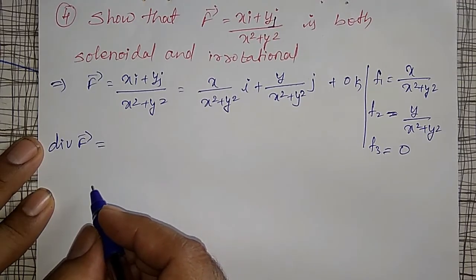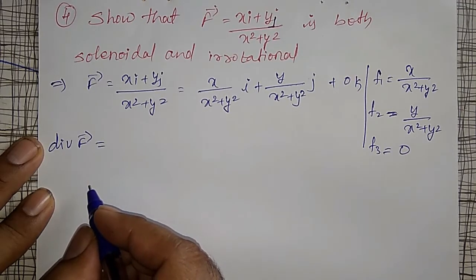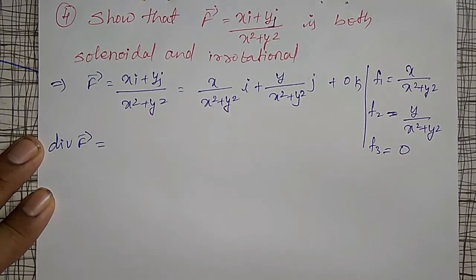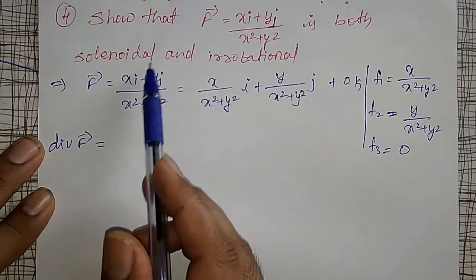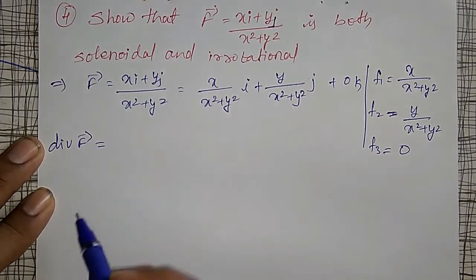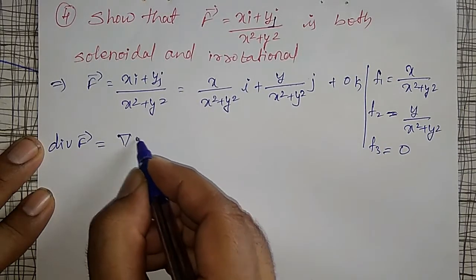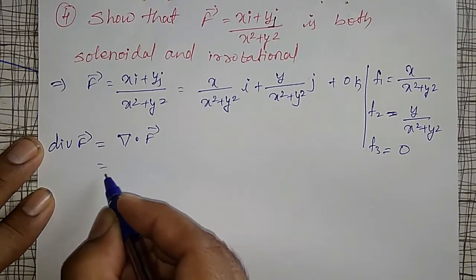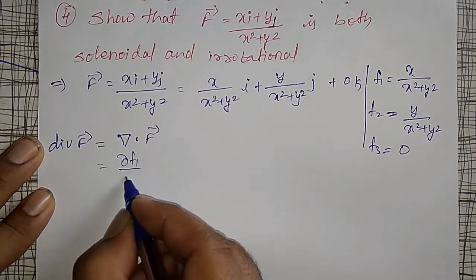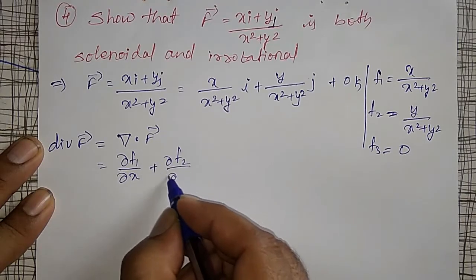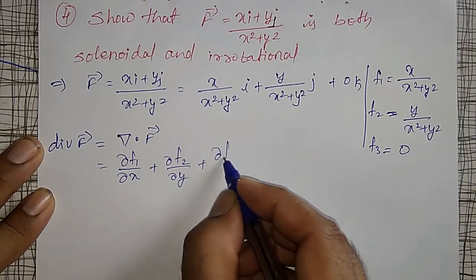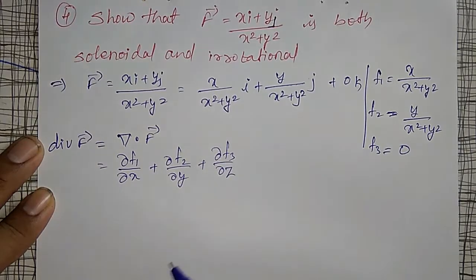Therefore, divergence of f, let me find first. We know that if divergence of f is equal to 0, then that is called solenoidal. Therefore, divergence of f is given by del dot f, that is dou f1 by dou x plus dou f2 by dou y plus dou f3 by dou z.